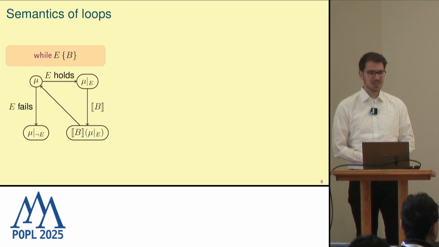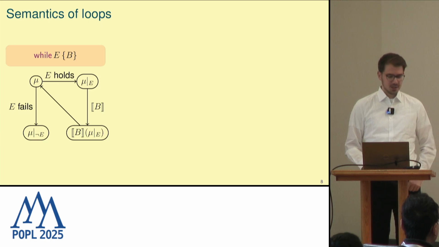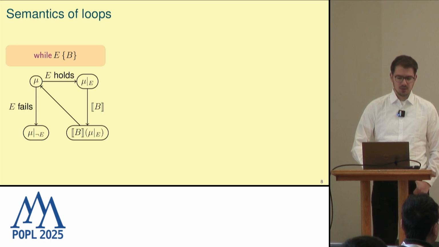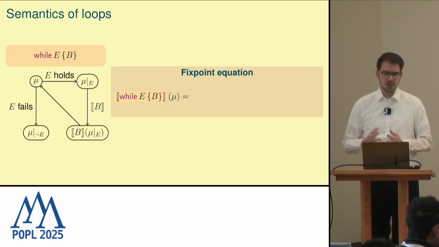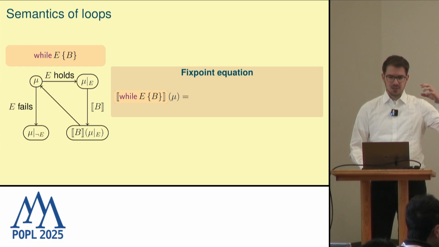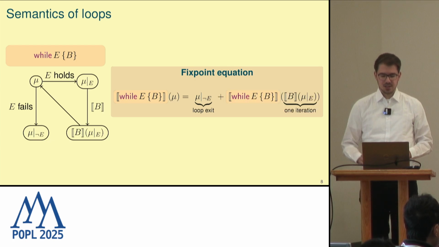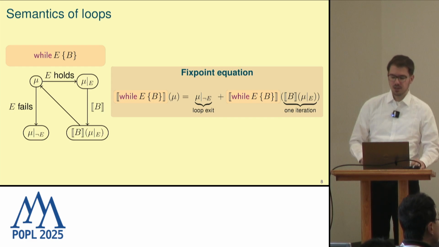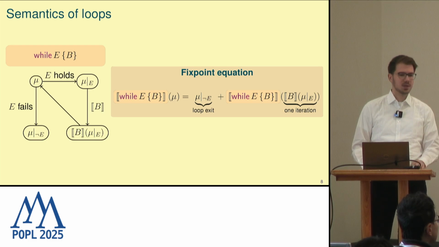What is tricky, though, is the semantics of loops. The loops are the hard part in this setting. So let me quickly explain their semantics. If you have such a loop, while E do B, we start with some initial distribution mu, and can describe what the loop does with a fixed point equation. So the distribution mu flows in, and then a part of the distribution exits the loop immediately if the loop condition is not satisfied. But some part of it enters the loop, is transformed by the loop body B, and then fed back into the loop again, which gives you this fixed point equation for the semantics of the loop.